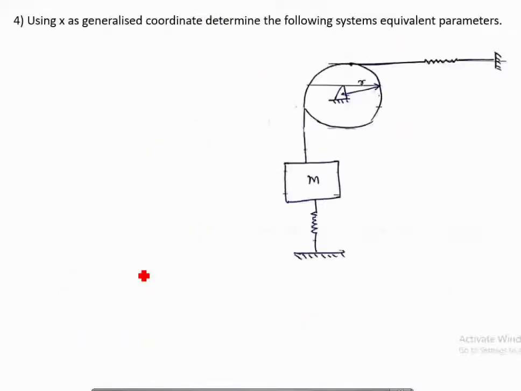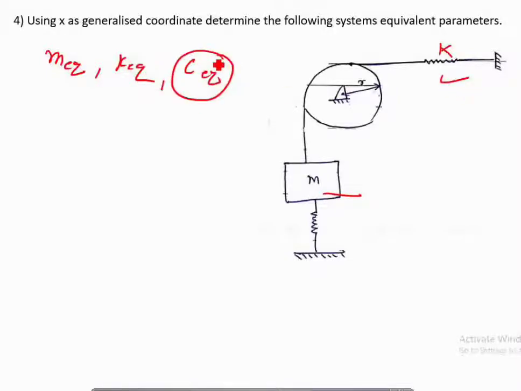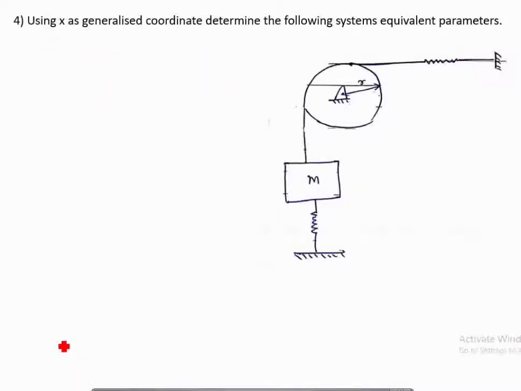Okay. Now, using x as a generalized coordinate, determine the following system's equivalent parameters. So now let us say this is k. Now you have to find m equivalent and k equivalent, because you have a mass and you have a spring. You don't have a damper here, so there is no c equivalent. No need to find c equivalent because there is no damper in this system. Now I am solving for both free undamped and damped also.